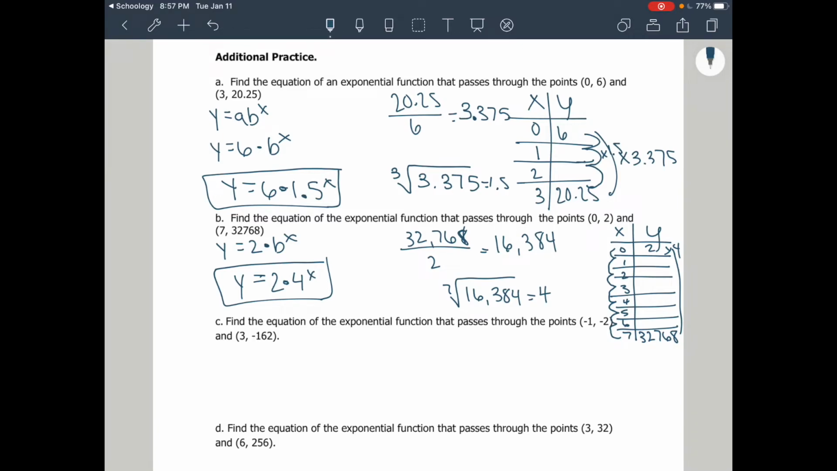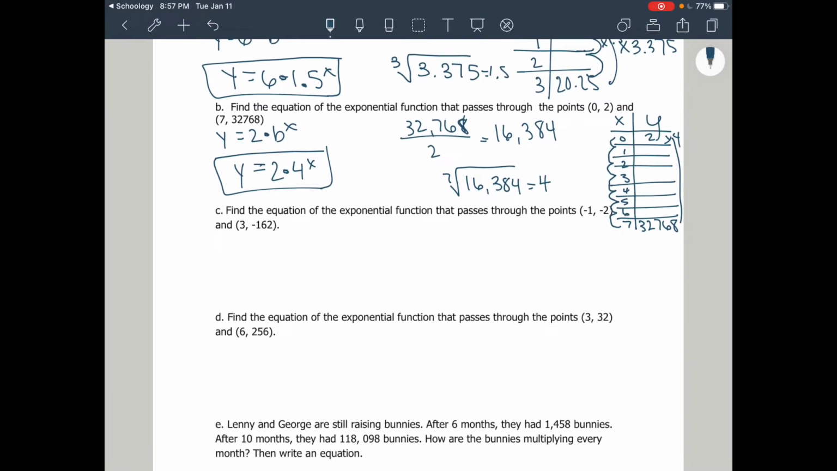Now the next one doesn't start at 0, but we've got this down. We know what we're doing here. So x, y, -1, -2, 0, 1, 2, and then at 3 is -162. We don't have our starting value yet, we just have -1. So first, let's figure out what our multiplier is, and then we'll get the starting value using that. So -162 divided by -2, make sure you're careful about those negatives. You're going to get positive 81.